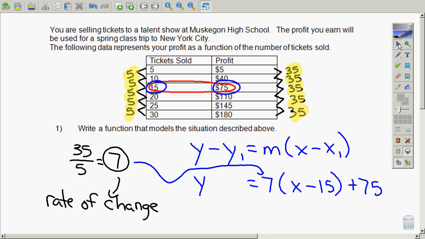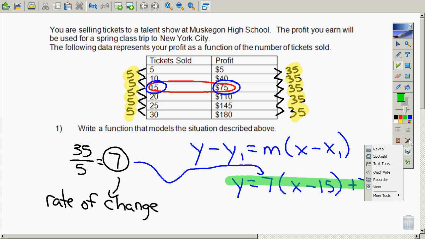And now we've got this function. I'll just slide this over. There is our final function here that matches that table. y equals 7 times (x minus 15) plus 75. I think that'll work. You can verify it on your calculator.